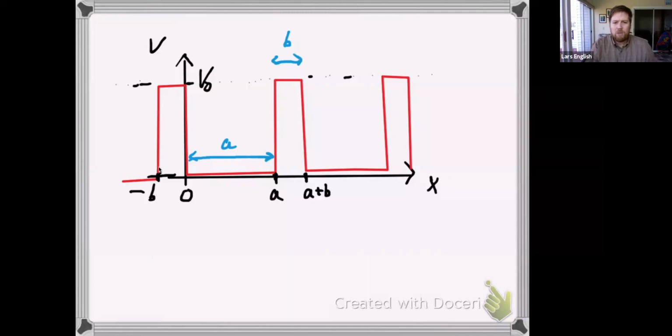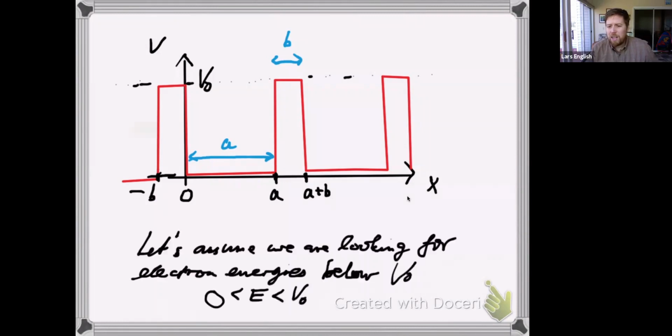On the x-axis, we start here with this first pulse, although this is not the first pulse. This is just one out of an infinite number of them. But we start here at minus b. Okay, we go to 0, and the next one starts at a, goes to a plus b, and so on. So that's the setup. We want to see what the electron energies are, but we're going to look for electron energies below V naught. So we're looking for some kind of bound solution, so we're still bound here to this array of pulses.